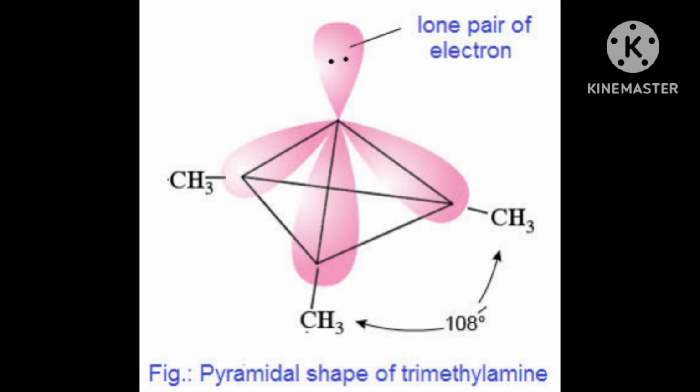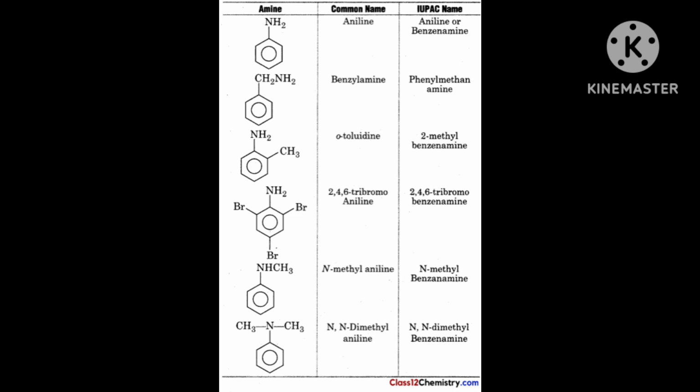In case more than one amino group is present at a different position in the parent chain, their positions are specified by giving numbers to the carbon atoms bearing the NH2 group. From that side you have to start the numbering and suitably prefix such as di, tri. If two groups are there, then you can write di. If three are there, then tri, etc. This is attached to the amine.